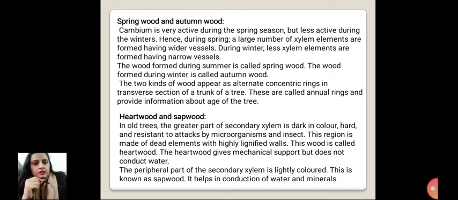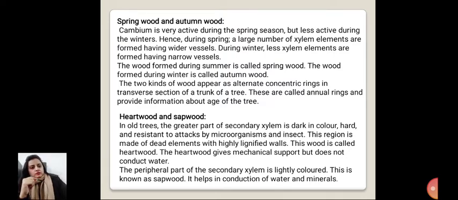Next our topic is spring wood and autumn wood. Cambium is very active during the spring season but less active during the winters. Hence, during spring, a large number of xylem elements are formed having wider vessels. During winter, fewer xylem elements are formed having narrow vessels. The wood formed during spring or summer is called spring wood. The wood formed during winter is called autumn wood.